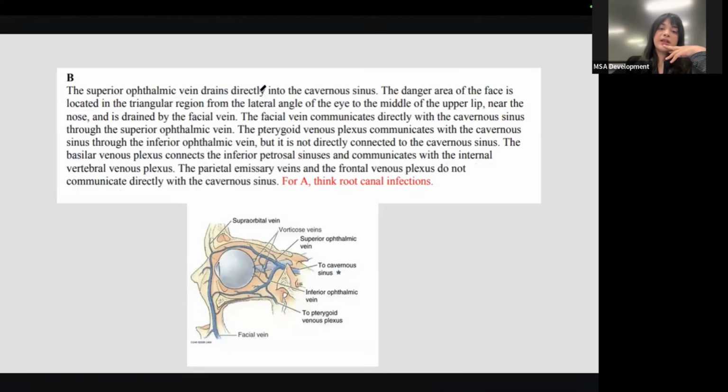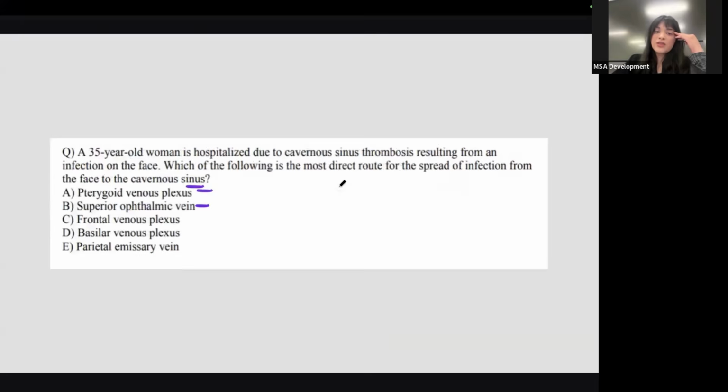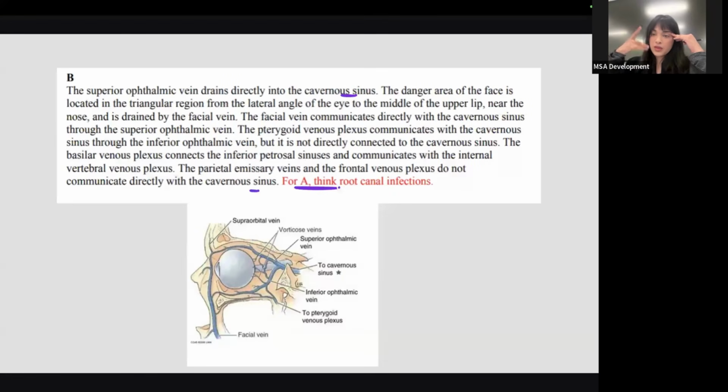So the superior ophthalmic vein drains directly into the cavernous sinus, and that is from the facial vein and the angular vein and whatnot. Right? The basilar venous plexus connects to the inferior petrosal sinus. It communicates with the internal vertebral venous plexus. You don't really need to know that. The parietal emissary veins and the frontal venous plexus do not communicate directly with the cavernous sinus. So for A, what was A? Pterygoid venous plexus, it was from the root canal infections, not from facial infections.